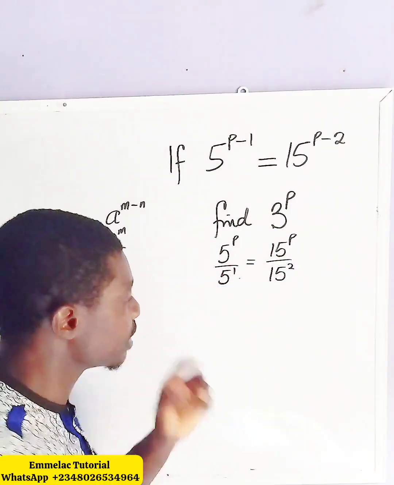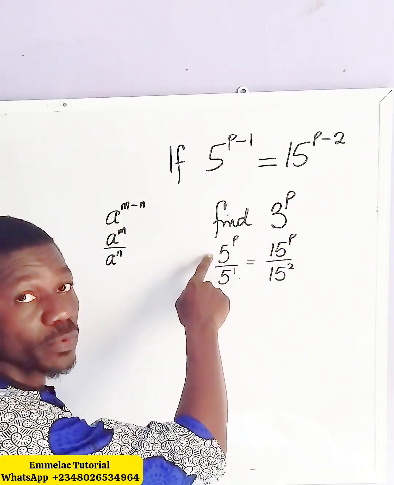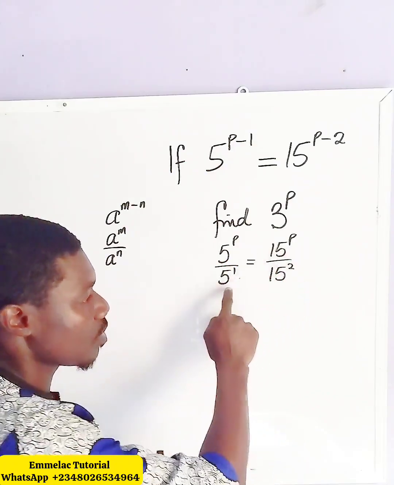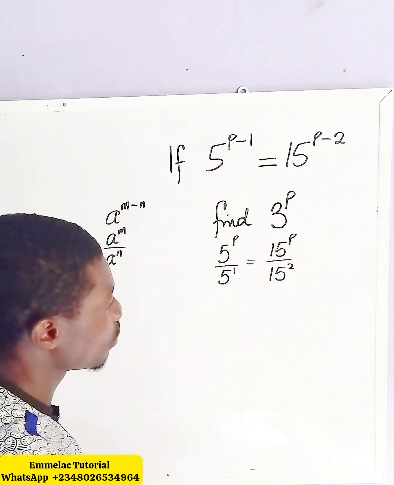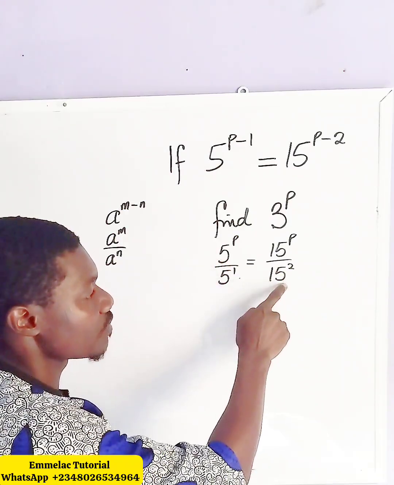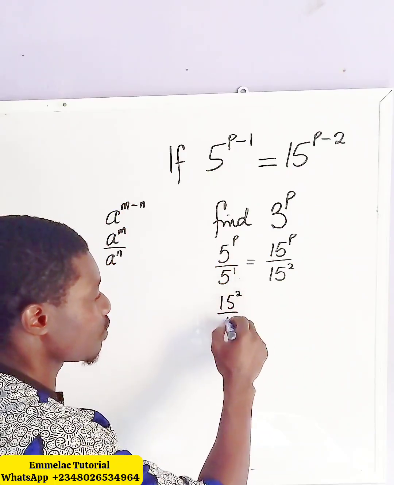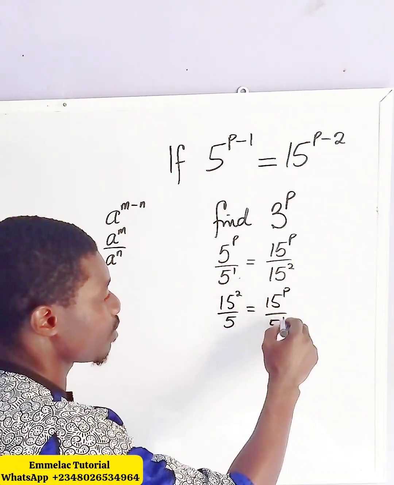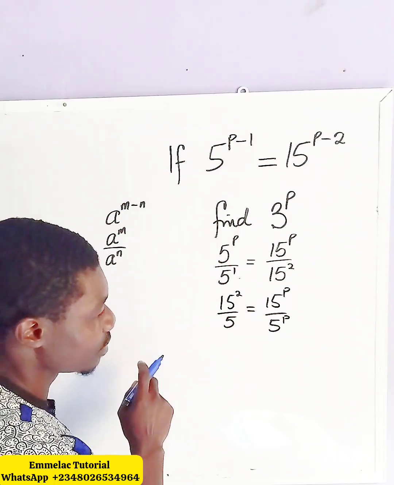What to do here now is, you can see here we have 15 raised to the power of p, and here we have 5 raised to the power of p. Alright, we can do cross multiplication. Now 15 raised to the power of p comes over here, and 5 raised to the power of 1 comes over here. Let 5 raised to the power of p, which is the smaller one, come over here, and 15 raised to the power of 2 come over here. So we are left with 15 raised to the power of 2 all over 5, equals 15 raised to the power of p all over 5 raised to the power of p.